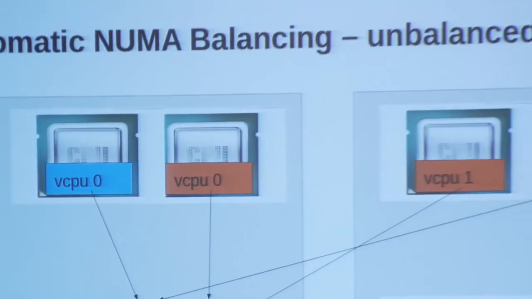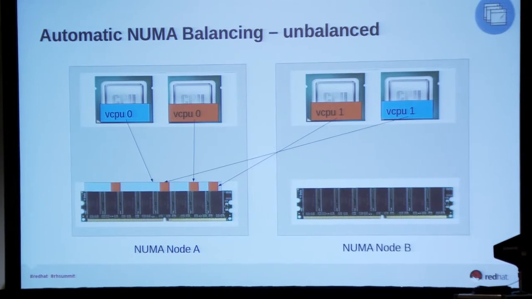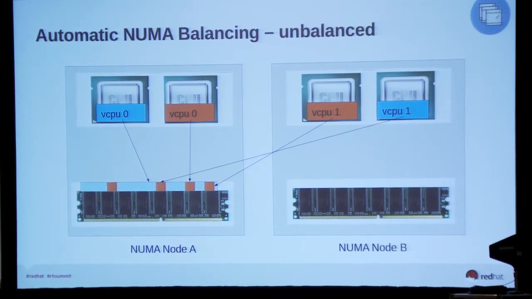So I want to talk about automatic NUMA balancing, because KVM really takes advantage of this. As you can see in the picture, we have two NUMA nodes. We have a very simple example: two KVM virtual machines, each with just two virtual CPUs. In this case, everything is unbalanced. You have the virtual CPUs running on both NUMA nodes, and you have all the memory in one NUMA node, in node A.